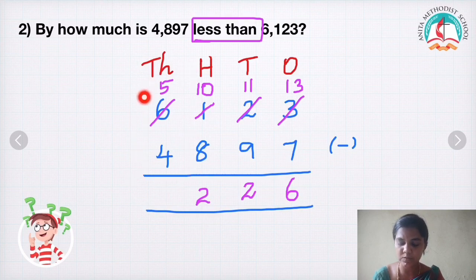If I subtract thousands place, that is 4 from 5, I will get 1. So what is the difference here? 1226. Okay, so now we will move on to the word problem.